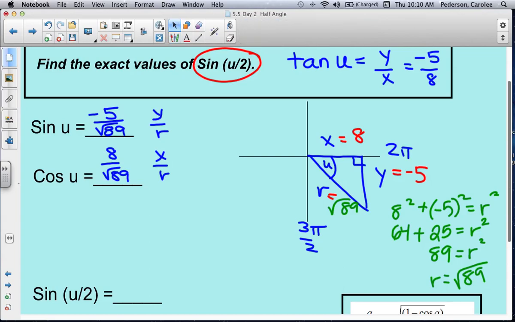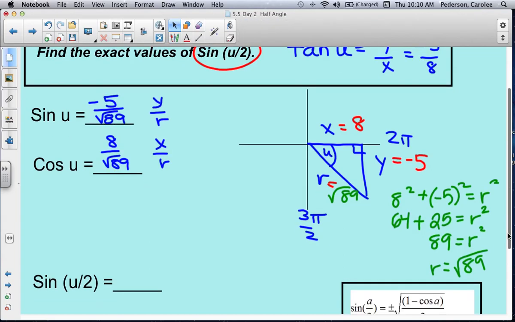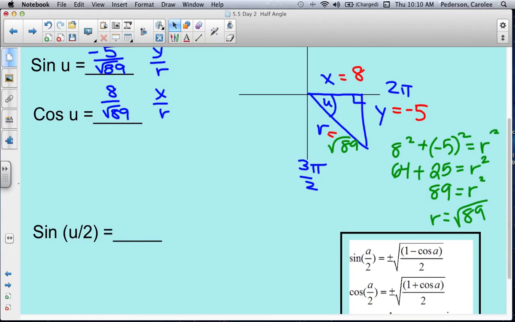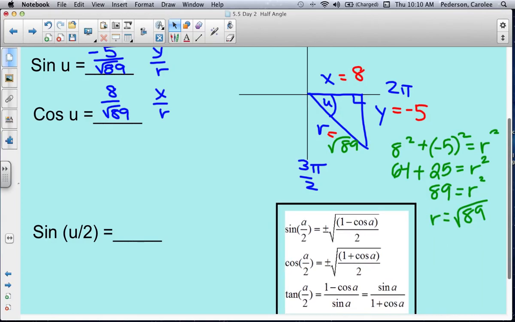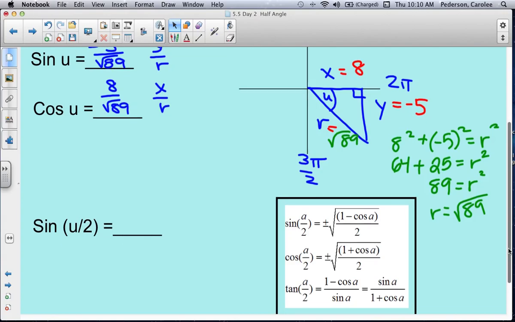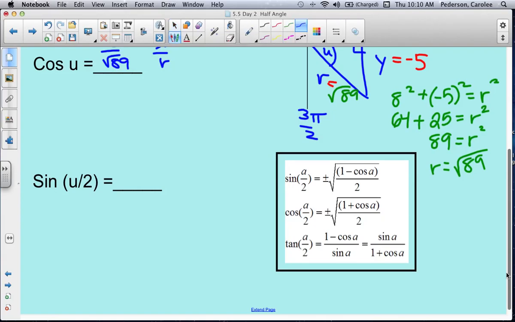Now here's where our formula will help us. So which of the three formulas will we choose? The first one. So we really didn't have to take the time doing the sine. We would need to do that if we did the tangent. In your homework today, they're going to ask you for the sine of u over 2, the cosine of u over 2, and the tangent of u over 2. I'm just going to do one of those pieces.